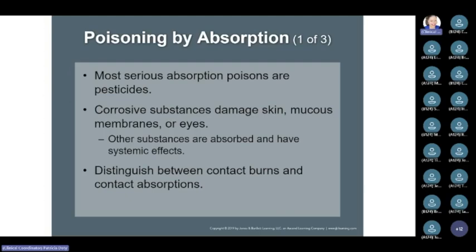I appreciate that. Okay, poisoning by absorption. Most serious absorption poisonings are from pesticides. You do have corrosive substances, old batteries, organophosphates, things like that, acids, alkalis, your petroleum products, your hydrocarbons. And that's going to have a huge systemic effect on you when it gets on your body and is absorbed.